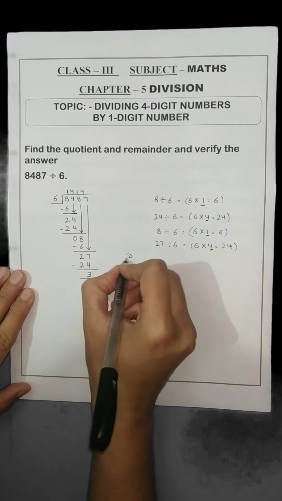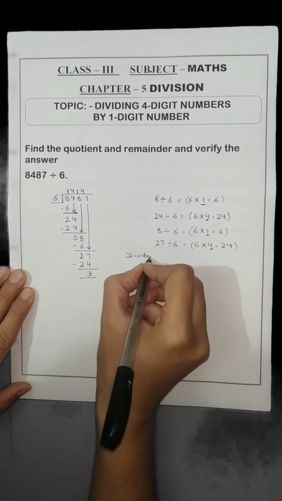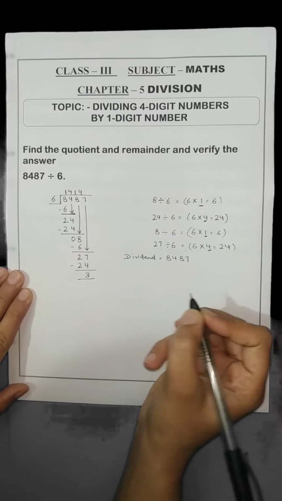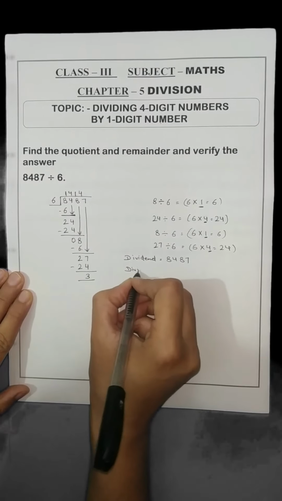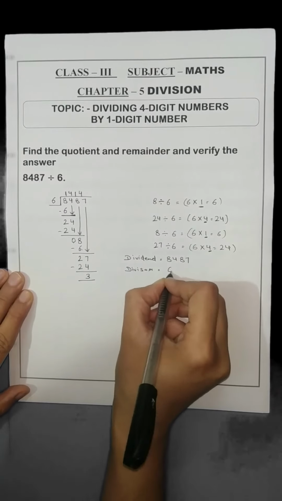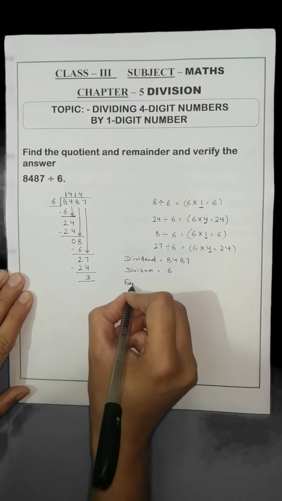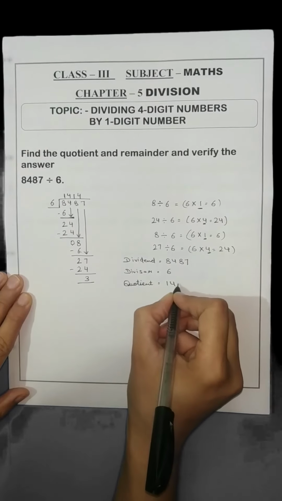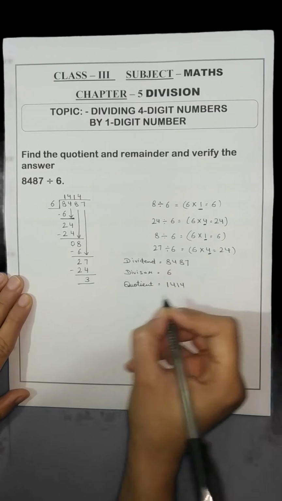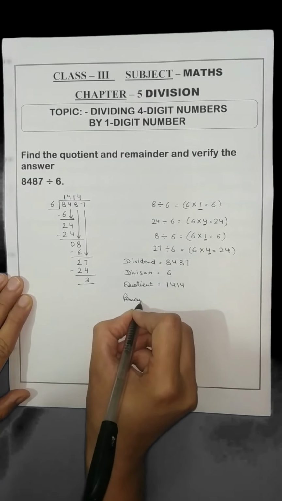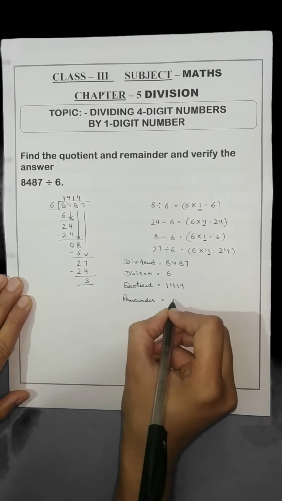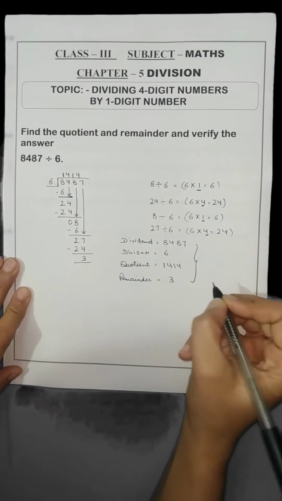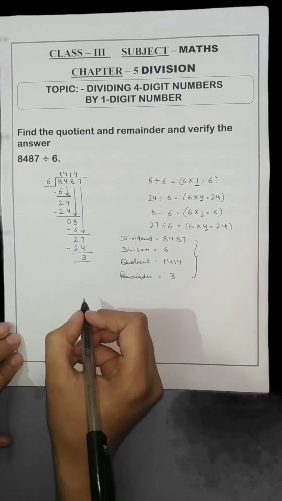Now you can see our dividend is 8487. Divisor is 6. Our quotient is 1414 and remainder is 3. With the use of these, we can verify the answer.